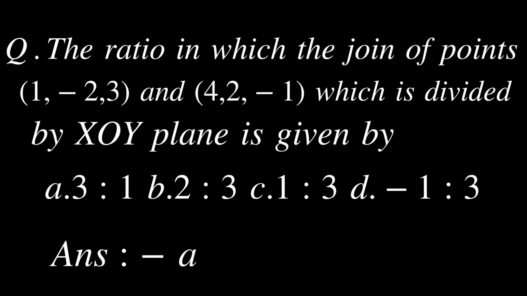Next, the ratio in which the join of points (1, -2, 3) and (4, 2, -1) is divided by the xy plane is given by options A 3:1, B 2:3, C 1:3, D -1:3. So the correct answer is option A, 3:1.